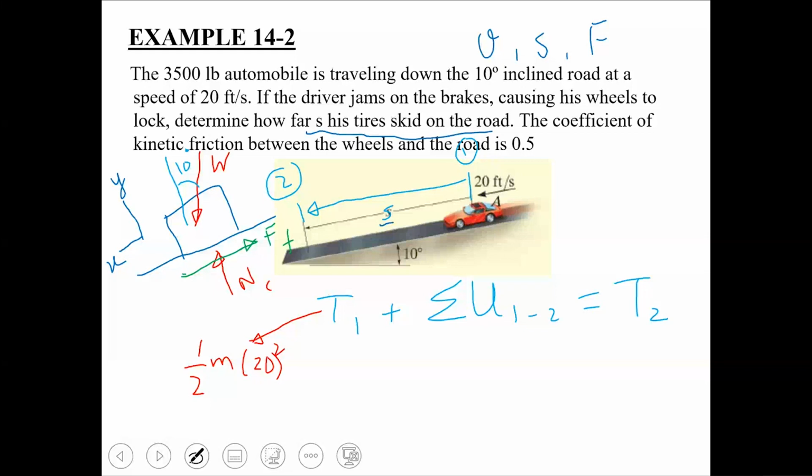What about the final kinetic energy? What is the velocity of this car at position 2? Zero. So since the velocity of this car at position 2 is 0, so accordingly the final kinetic energy of this car at position 2 is going to be 0. So this term T2 would be equal to 0.